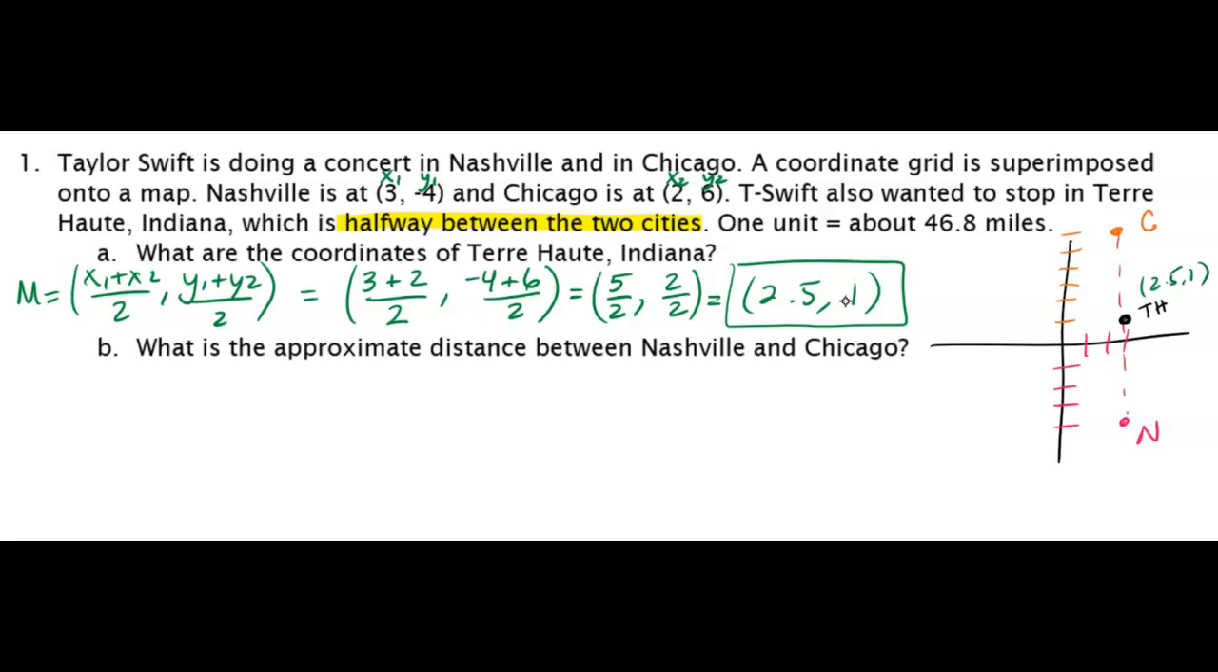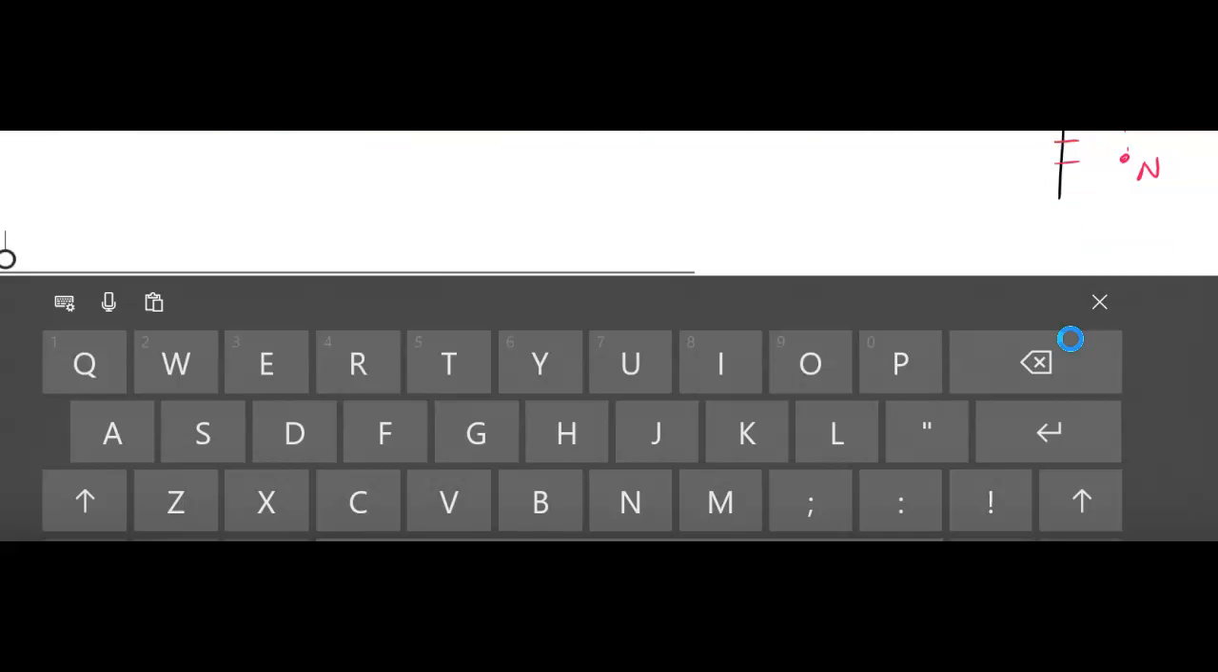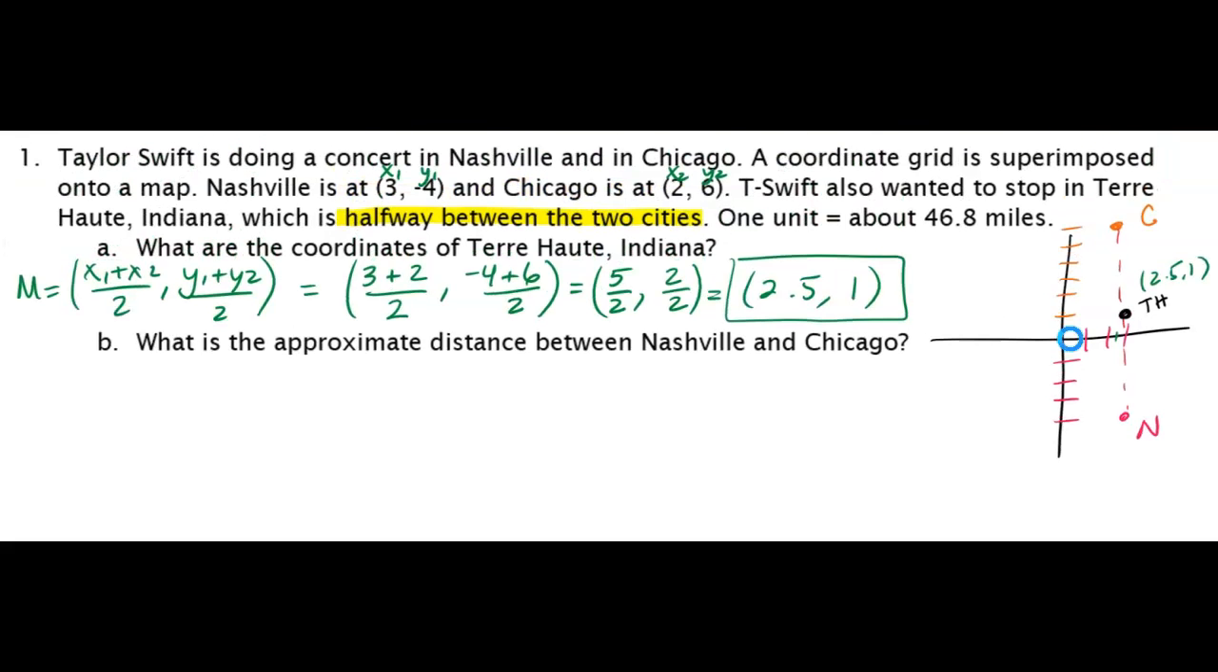And if you look at my picture, it's not super accurate, but it looks like this might be about halfway between 2 and 3. And then it looks like it's about 1 unit up. So sometimes pictures are good not only to help you figure out what to do, but then to see if your answer looks reasonable. All right, now part B, what is the approximate distance between the two cities?